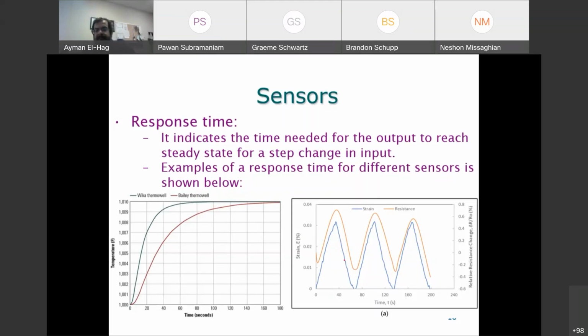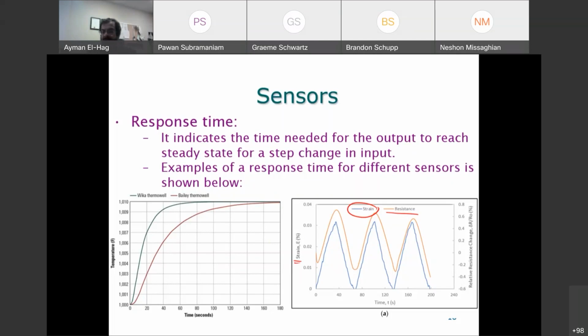This is another sensor. It also shows when you have something cyclic, something that changes up and down. These are the strains, and the strain is the blue color, so it goes up and down, and the red is the sensor which is trying to measure this as a change in the resistance.